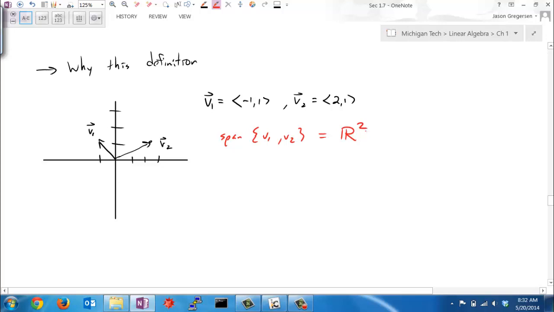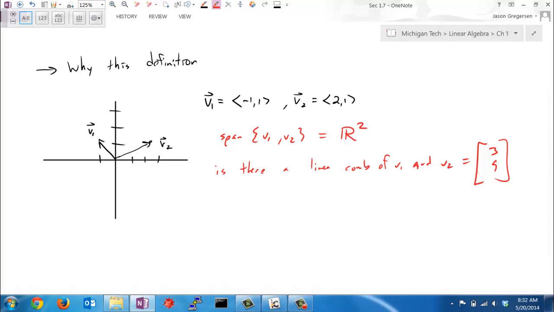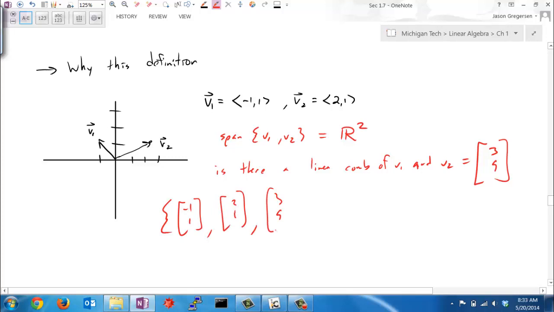The way we can think about that, in other words, is: is there a linear combination of v1 and v2 that equals (3, 9)? There is, right? I can get to any other point in the plane with a linear combination of these two things. So what about this new set of vectors: (-1, 1), (2, 1), and (3, 9)? What's the span of those three vectors? Have I changed the span? It's still just R2. I haven't really added any points. There aren't any new points I can get to that I couldn't have gotten to before. I haven't changed the span.